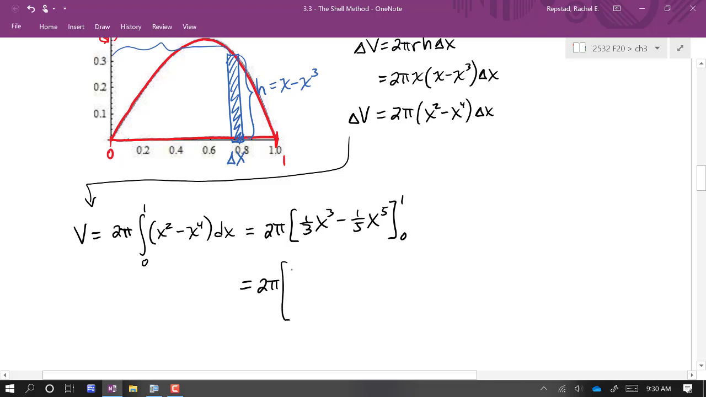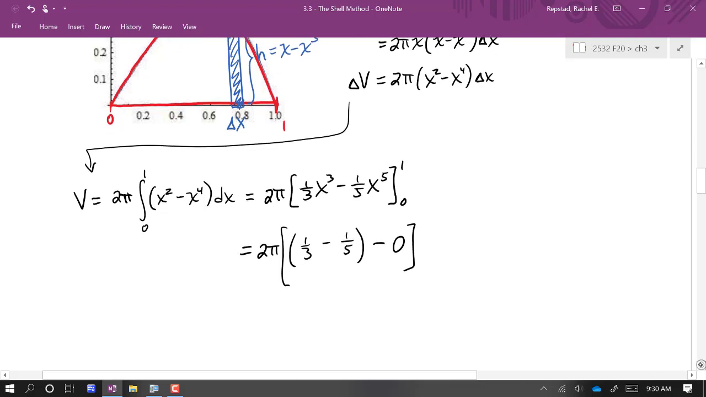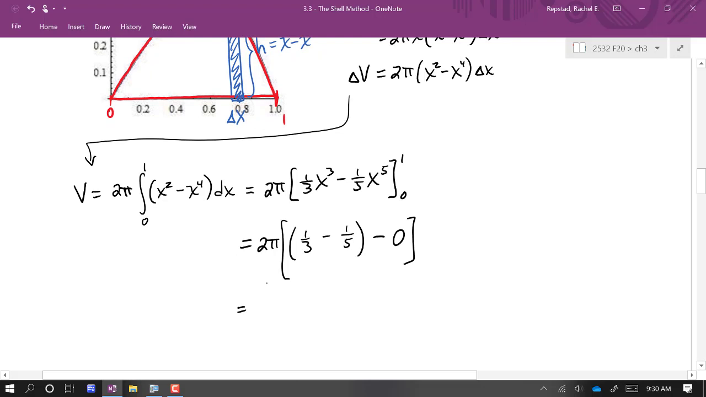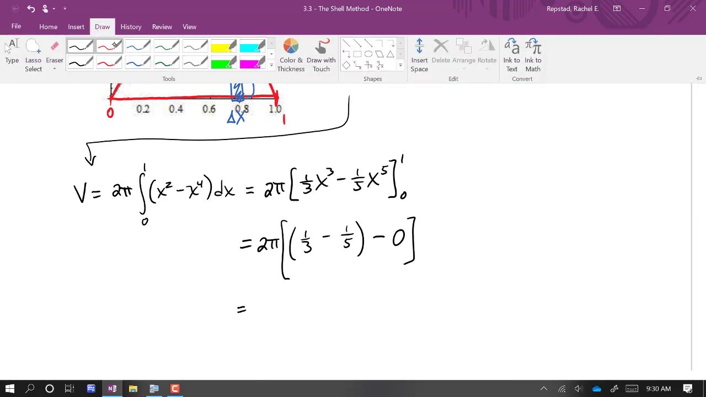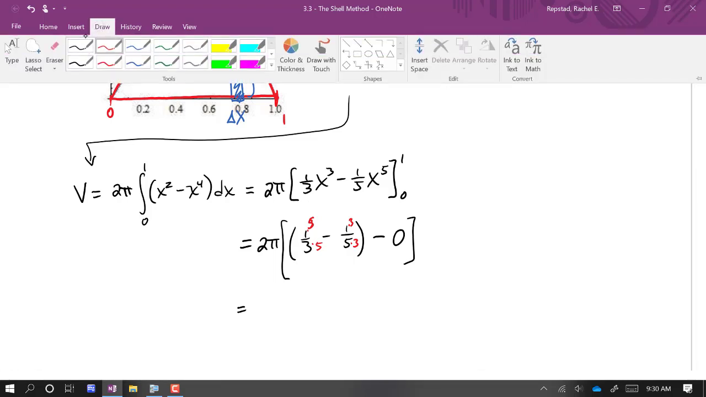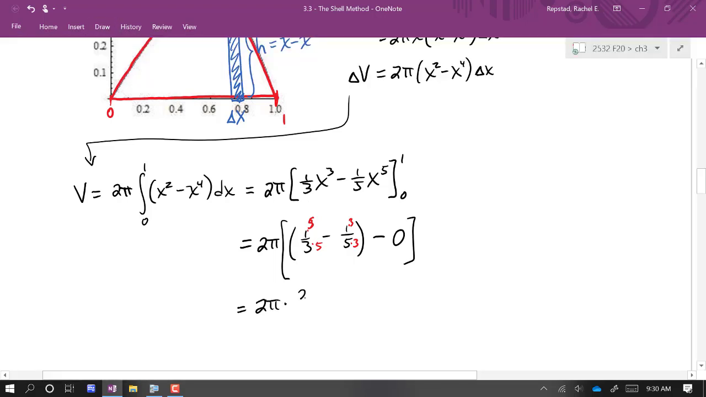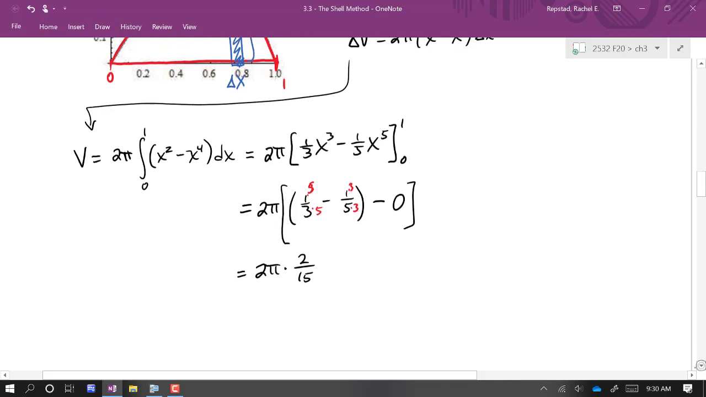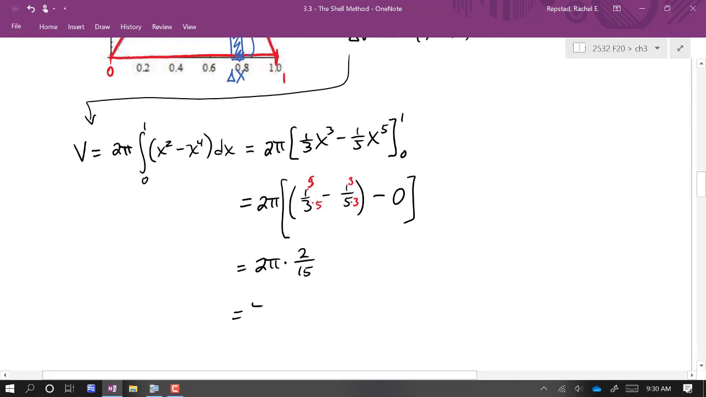If I plug in 1, I get 1/3 minus 1/5, and subtracting, if I plug in 0, every term has a factor of x, so it zeroes out. Let's see, if I get a common denominator here, that's 5/15 minus 3/15, that's 2/15. 2 pi times 2/15 gives us 4 pi over 15.